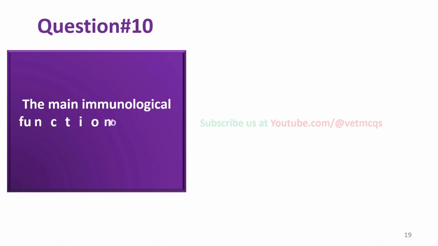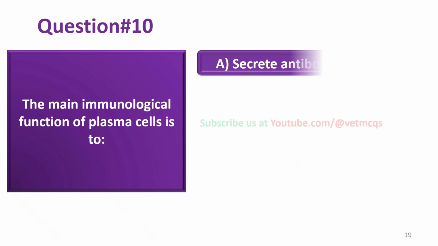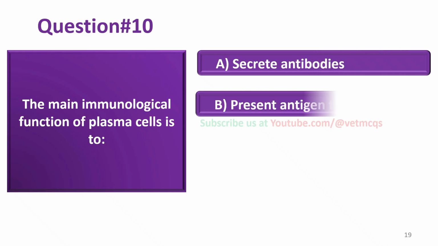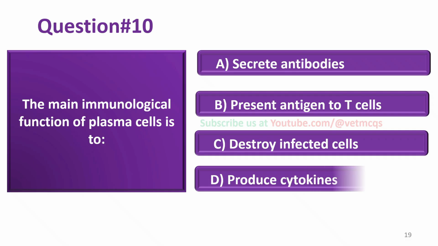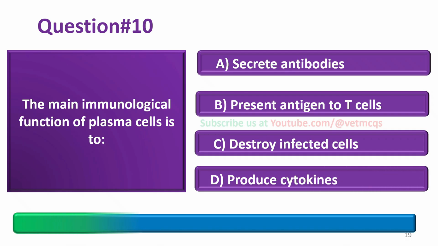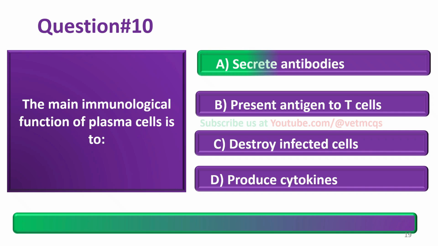The main immunological function of plasma cells is to secrete antibodies, present antigen to T cells, destroy infected cells, produce cytokines. And the correct answer is option A, that is secrete antibodies.